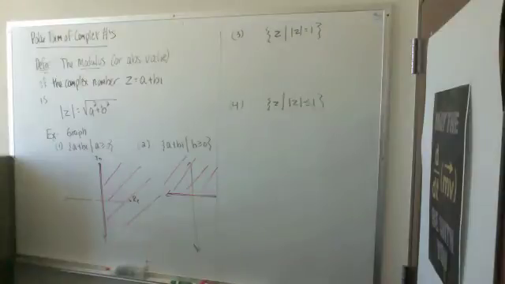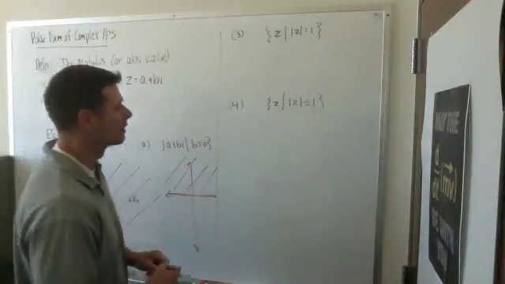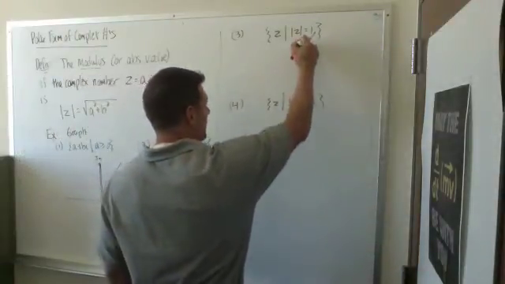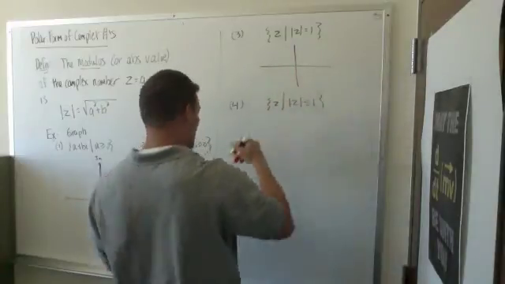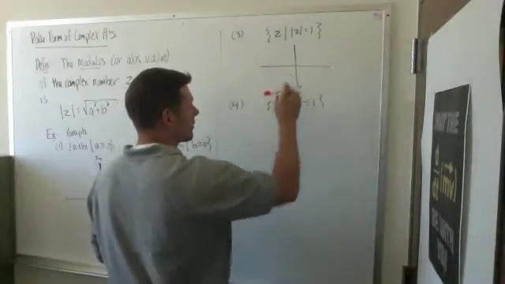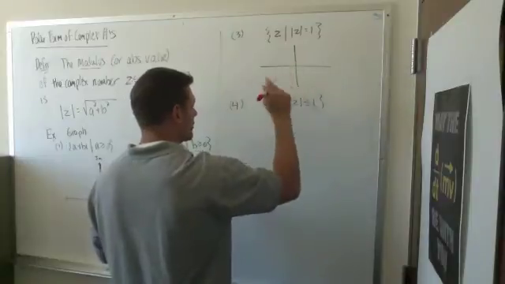Suppose I want the values of the complex number z such that the modulus of z is equal to 1. That means its distance away from the origin is 1.